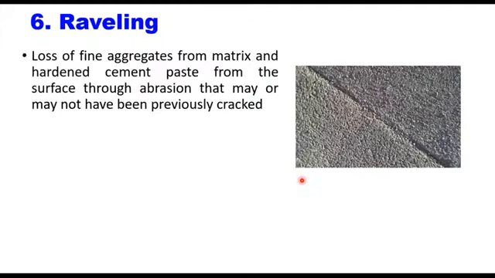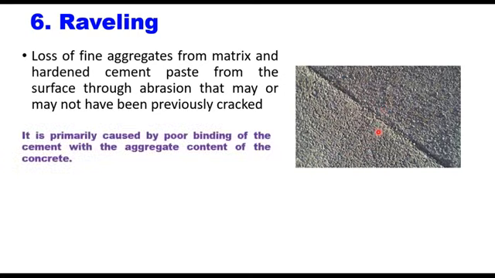Raveling, that is loss of fine aggregate from matrix and hardened cement paste from the surface through abrasion that may or may not have been previously cracked. So here cracking is not necessary. Raveling is basically loss of fine material from the surface of the pavement. It is primarily caused by poor binding of the cement with aggregate content of the concrete.